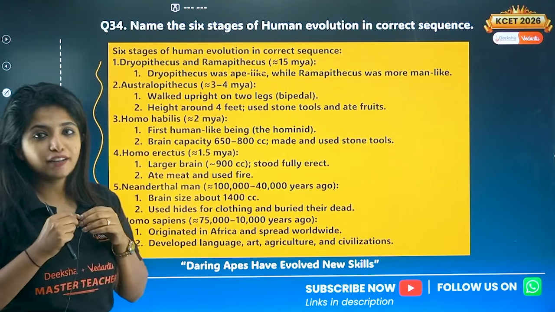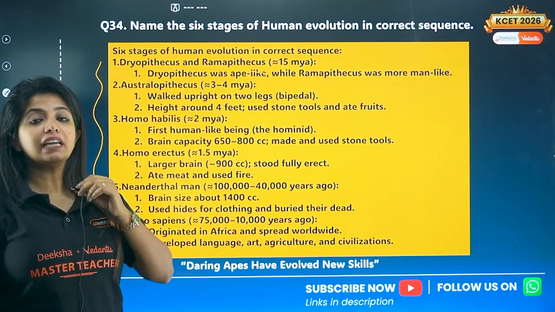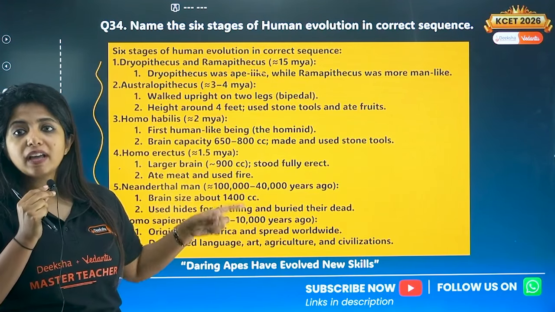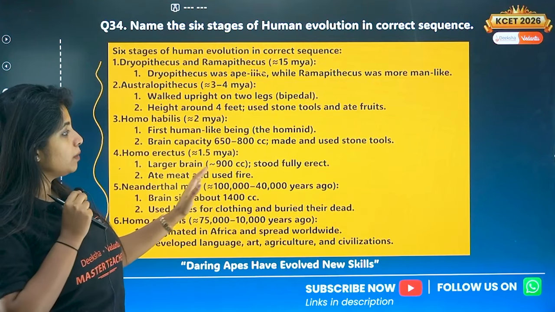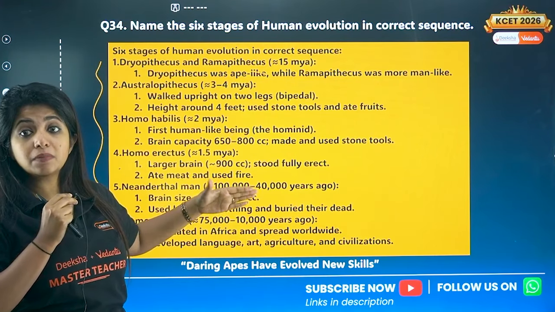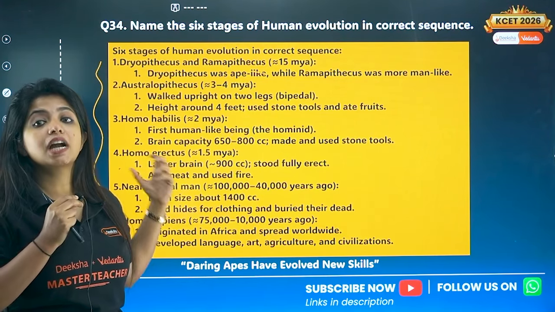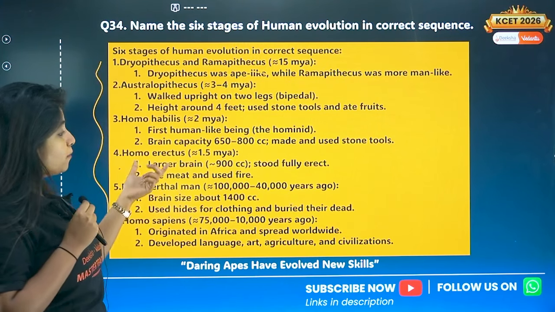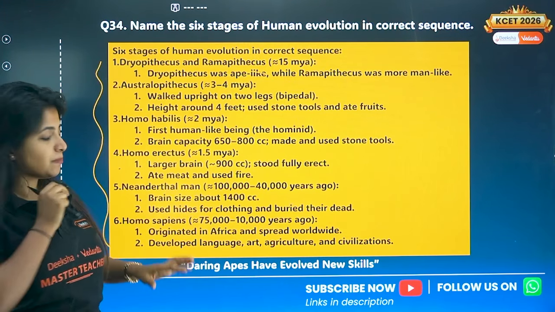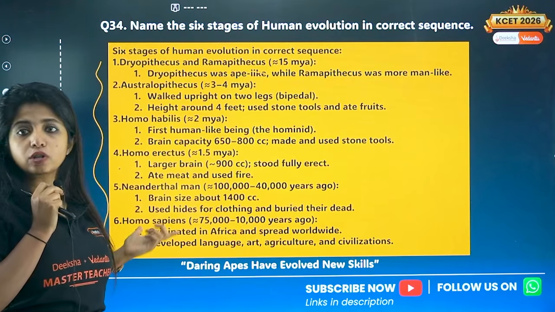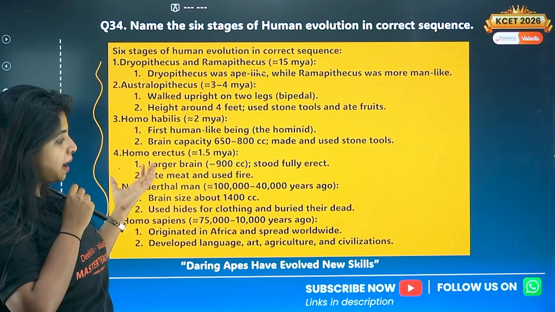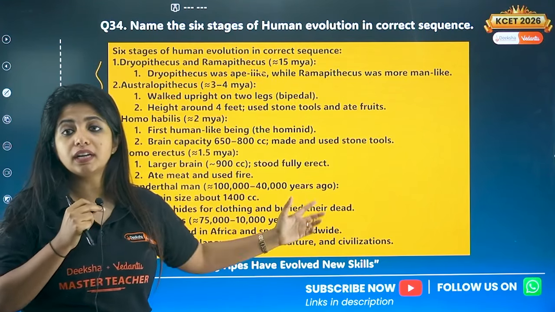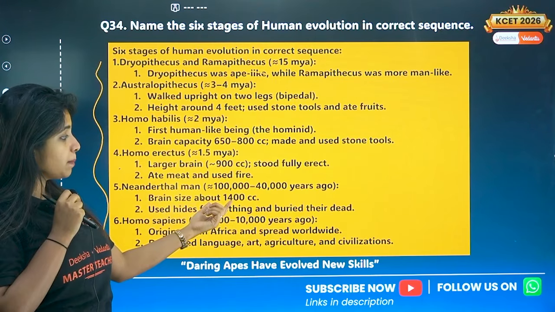Now, after that, they finally became what? Erect. The human beings stood erect. So that was Homo erectus 1.5 million years ago. They had a larger brain. From 650 to 800, it had become 900 cc. And they started eating meat as well, and they started using fire also. And from Homo erectus came 2 other things, that is Neanderthal man and also Homo sapiens. So Neanderthal man was the first to come up.